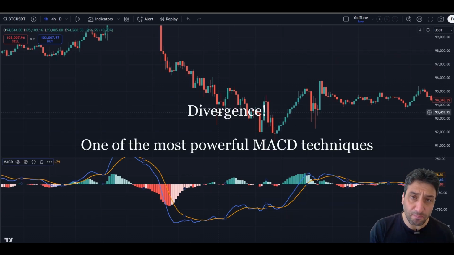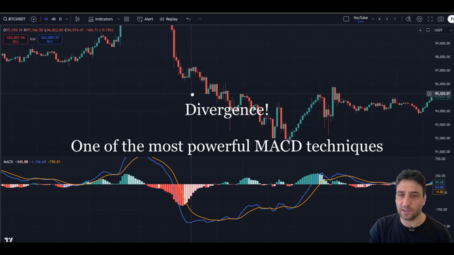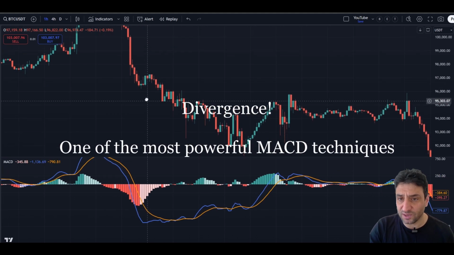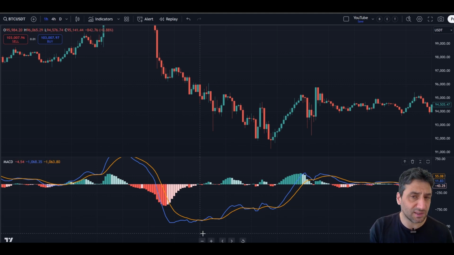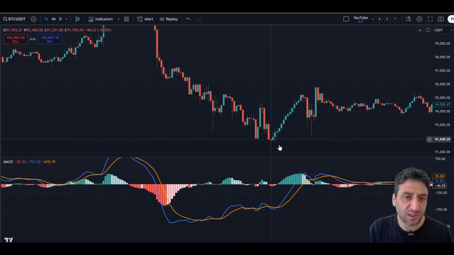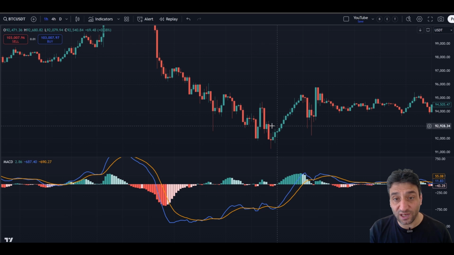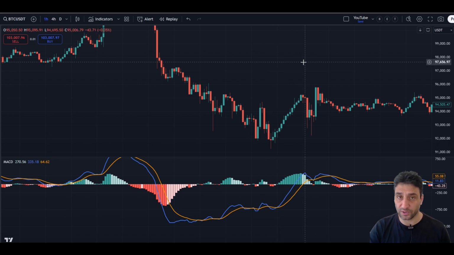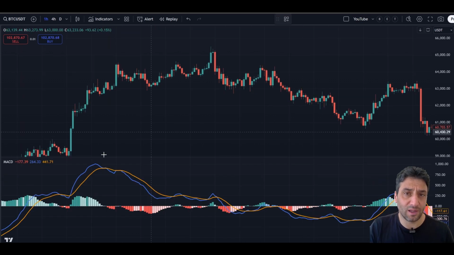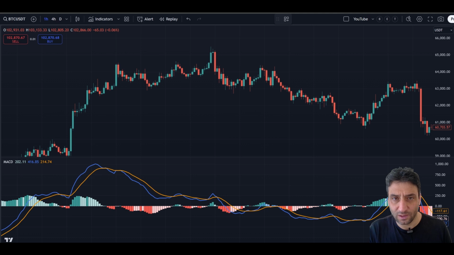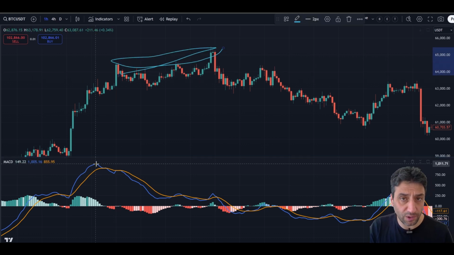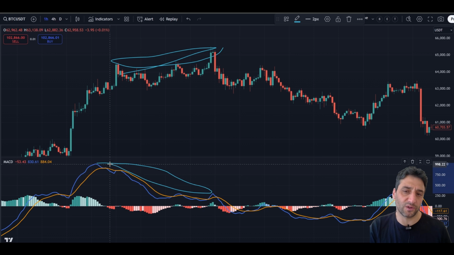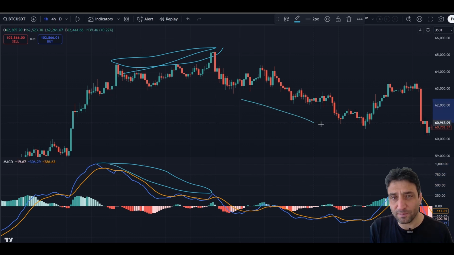Now, one of the most powerful MACD techniques is divergence. Just like with the RSI, when the price makes a lower low but the MACD forms a higher low, that's a bullish divergence. In reality, it suggests that the selling pressure is weakening and the reversal could be on the horizon. And never ever forget about hidden divergence. When the price makes a higher high but the MACD forms a lower high, that's a bearish hidden divergence. It suggests the uptrend might be losing steam.